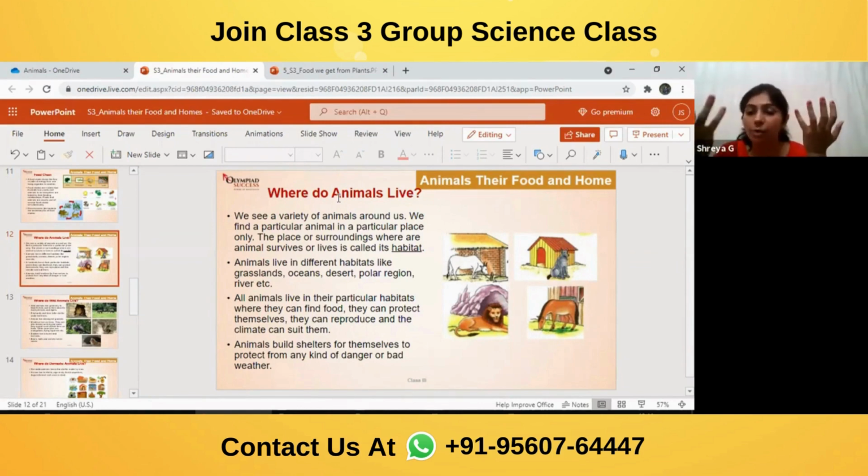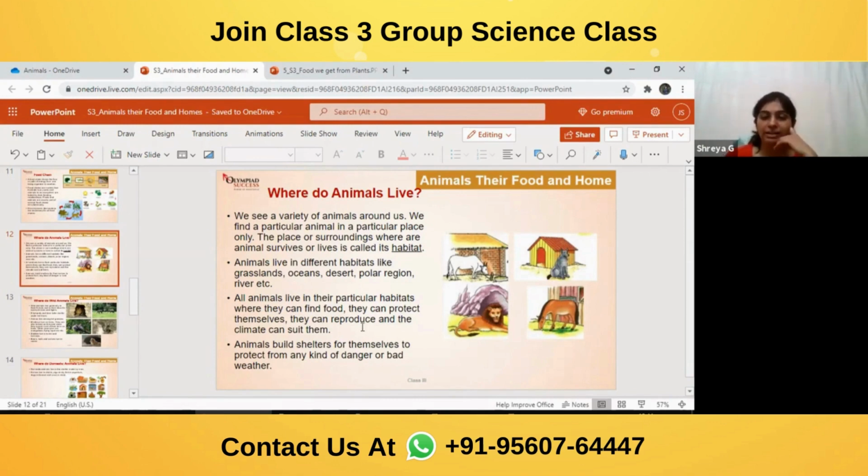And what does a habitat provide? Habitat provides all the conditions: food is there, shelter is there, protection from other animals is there. So that is known as the habitat of a particular animal. So the place or the surrounding where the animal survives or lives is known as its habitat. Animals live in different habitats, that is grass. Some animals live in forests, some live in deserts, some live in polar regions, very cold regions, some live in water.